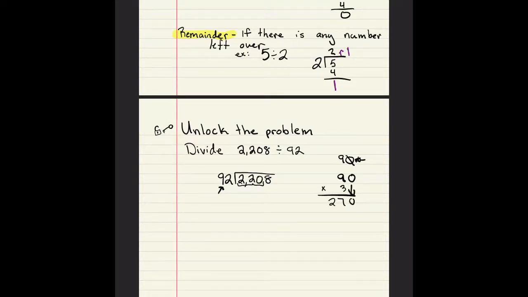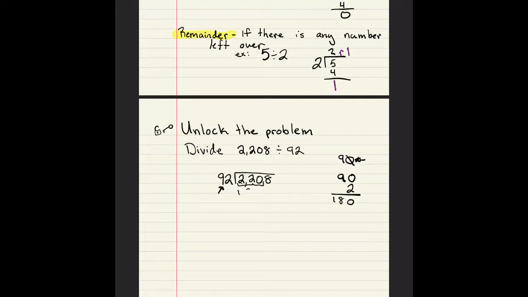So if I brought that 9 down, it would be 270, which is definitely bigger than 220, right? So I know that's not going to work. So instead, let me try to work with 2. If I multiplied 2 by 90, it would be 180, and 2 times 9 is 18. So I know that's the closest I'm going to get.